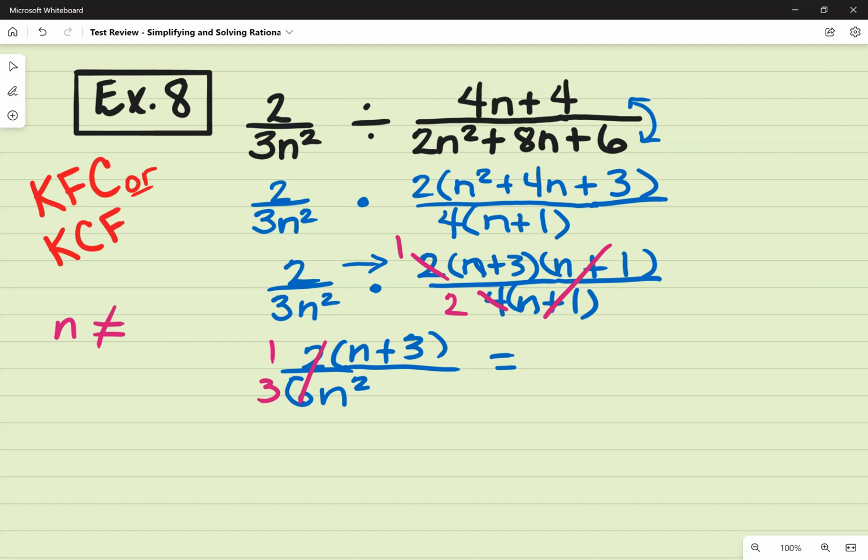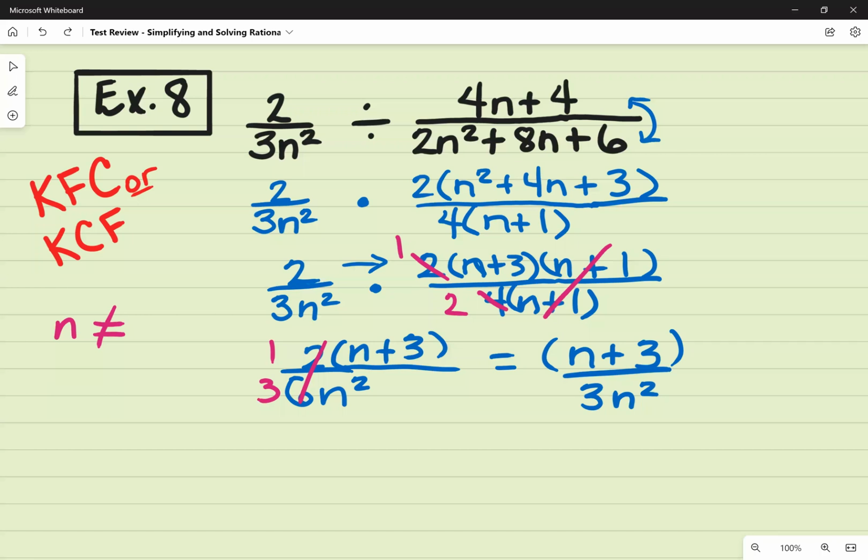And so therefore, what's left on the top now is n plus 3, and I'm left with 3n squared. Now, don't forget, this is all one expression, so I cannot try to get rid of the n's, and that's a common error. If it's an expression, it has to look exactly the same on both the top and the bottom. So we were also asked to find the excluded values.